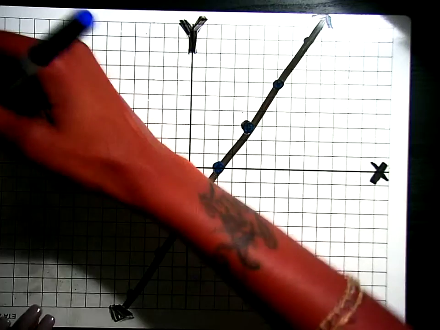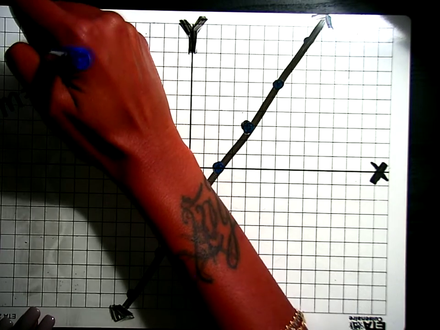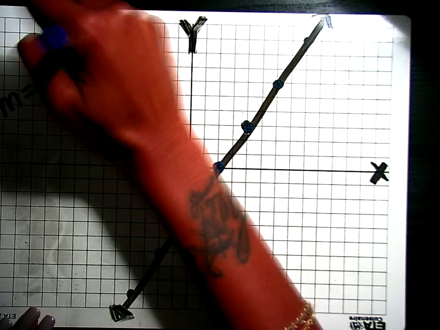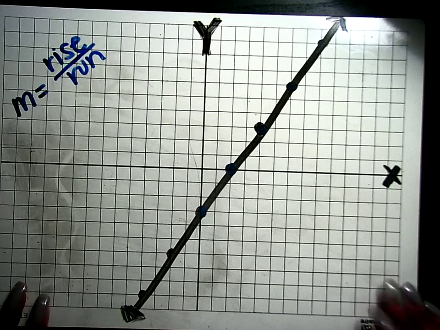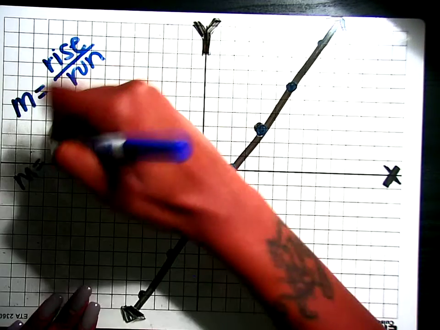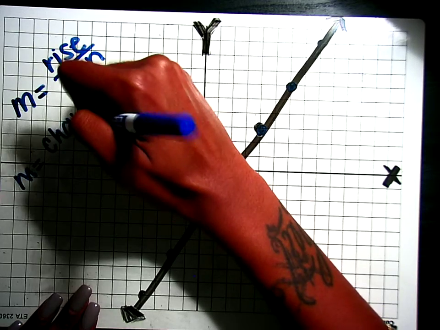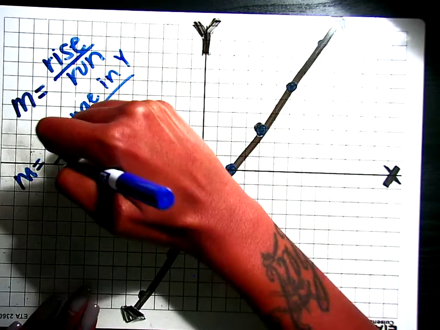In the last video, we learned that slope is equal to rise over run. I don't necessarily like that definition. I like what we use for our table. Keep it consistent. Slope is our change in y over our change in x.